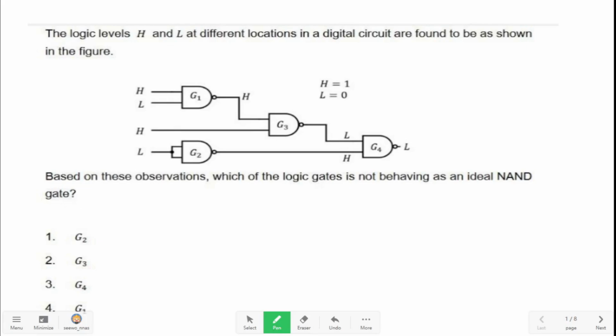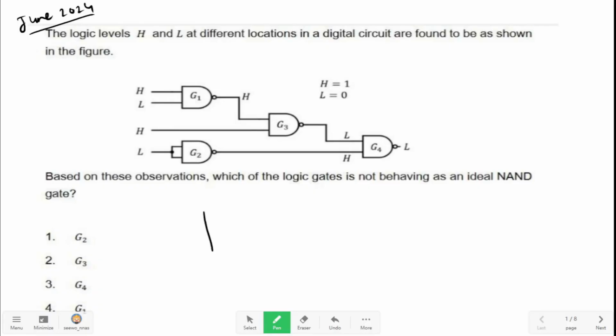In this session, let us solve a question from CSIR NET June 2024. The question is from Boolean gates. The logic levels H and L at different locations in a digital circuit are found to be as shown in the figure. Based on these observations, which of the logic gates is not behaving as an ideal NAND gate?